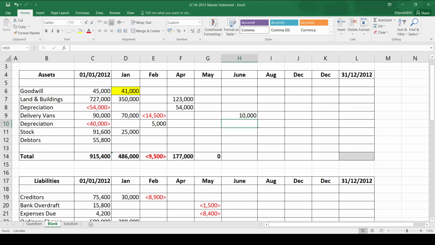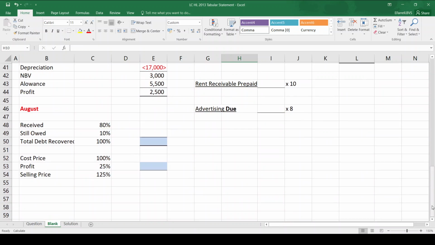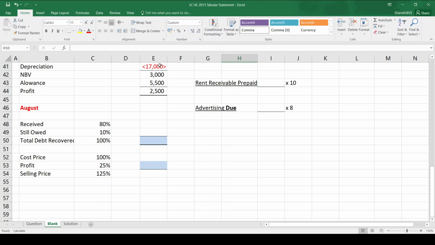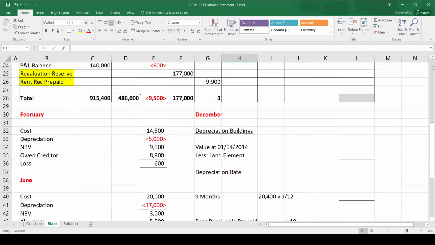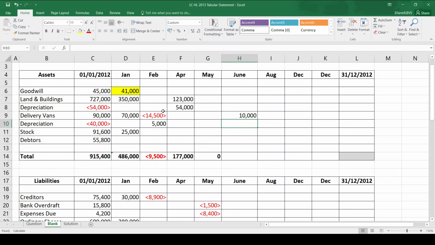When we sold the van, we had to take out the depreciation of the van that we sold. So the depreciation of this van that we sold is 7,000. That has to come out. And again, as depreciation is a minus, to take it out, that's going to be a plus 7,000.